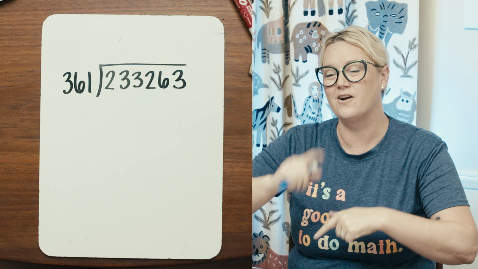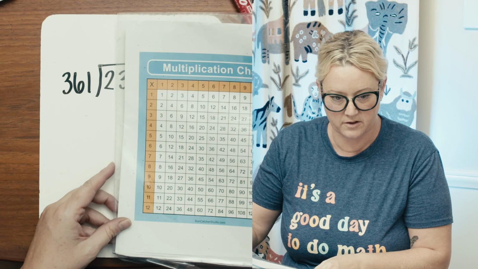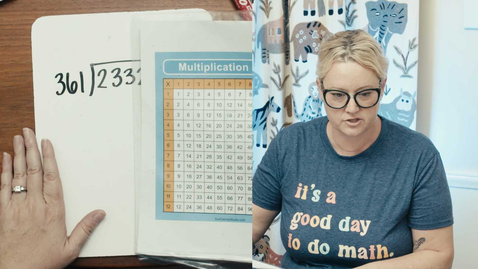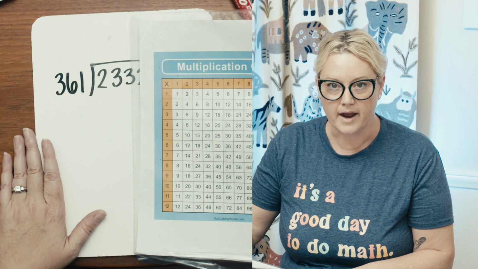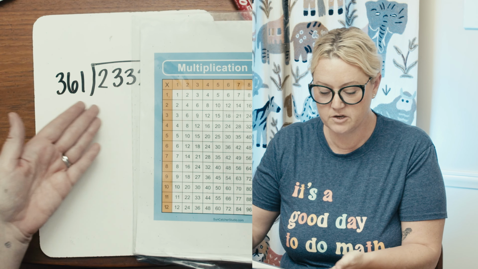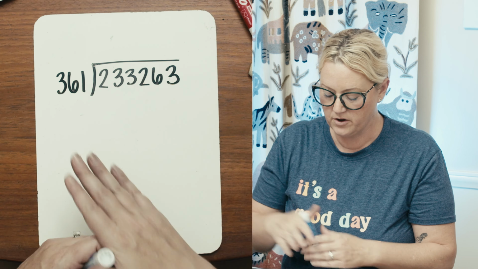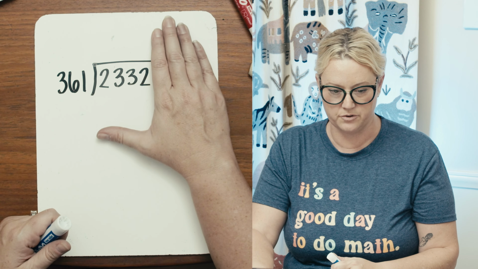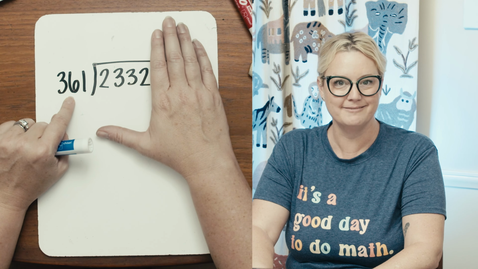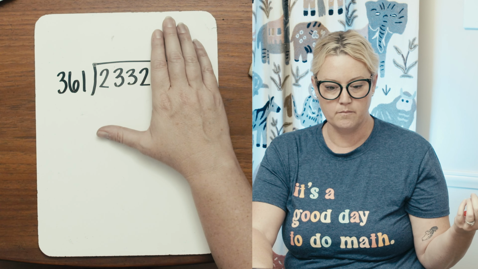If I don't have a calculator, I'm going to have to use some estimation. I'm going to do the same method, right? I know that 361 is not going to go into 233, three digits and three digits, because 361 is bigger than 233, so it's not going to divide into it. So now I'm looking at 2332 divided by 361. Those are not great numbers to work with, but we can estimate, right?